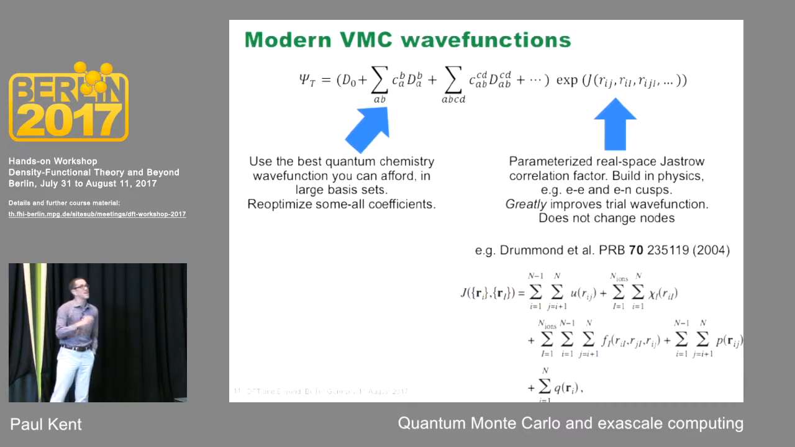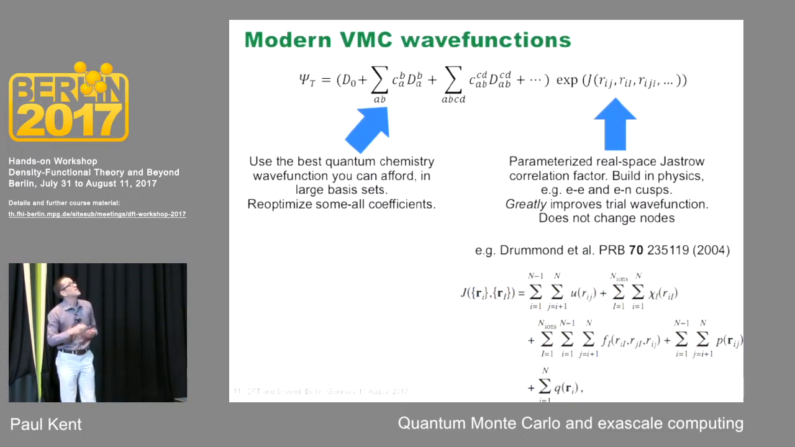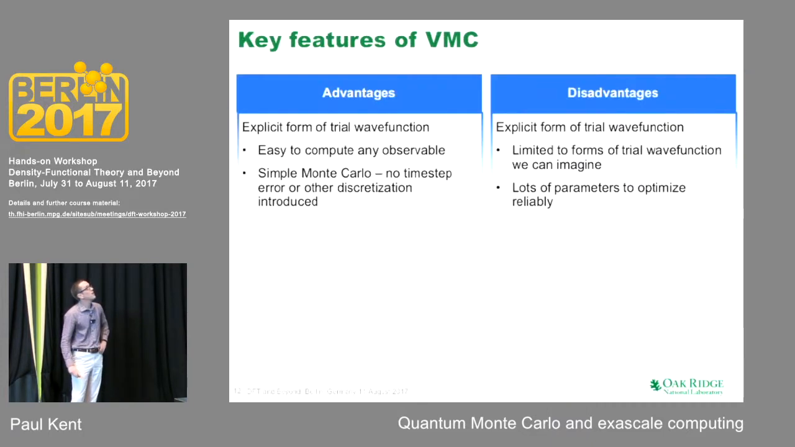An example of something that's actually used is this one from the CASINO code, in a paper in 2004. What we have is functions of electron-electron positions, functions of electron-ion positions, here is a three-body term, and so on. These are all short-ranged polynomials with a number of parameters in them that we're going to optimize. So this is a way of writing down a highly parameterized wave function, but building in some physics directly that we don't otherwise get from quantum chemistry methods. Now, I'm going to show how well this works in a few slides.